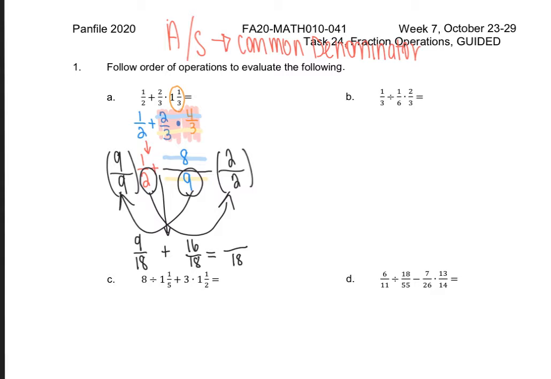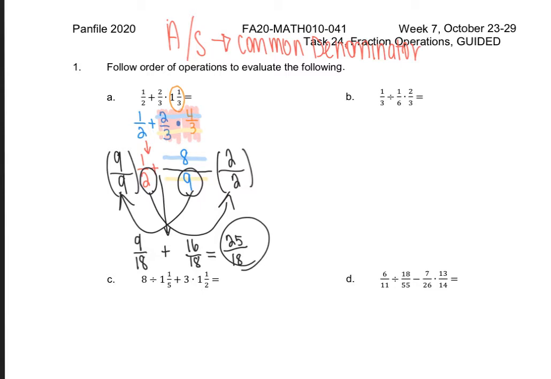And now I have 9 plus 16, which gets me 25. I just say to myself, now using my multiplication chart, can you see the 25 and the 18 in any one column? And the answer is no. So I am all simplified.